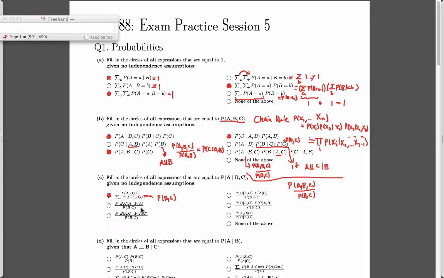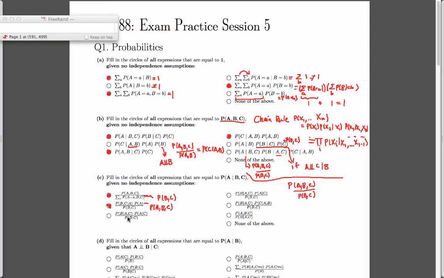Now for the second option, we can see that the denominator is exactly in the form that we want. The numerator has changed, but this is exactly the product rule, and we know that this numerator is equal to the probability of A, B, and C by the rules of conditional probability, so this is also a correct answer.